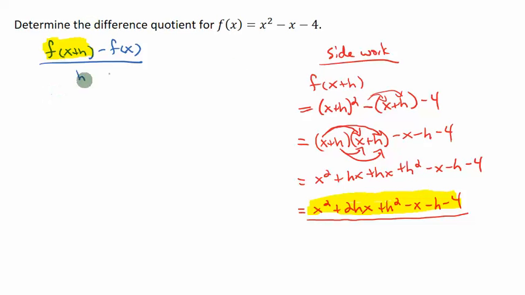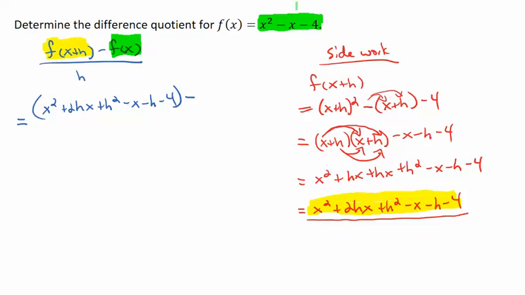So I can come back over to my main problem, and I can replace this yellow guy with all of that. I know it looks messy, but don't get caught up in the details. It's just that thing, the whole thing, so I put it in parentheses, minus f of x. So I need to know what f of x is. Well, f of x is right here. So minus all of that, divided by just h. Okay?